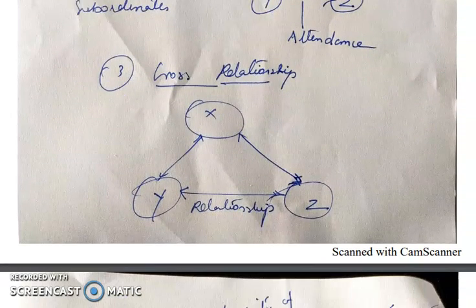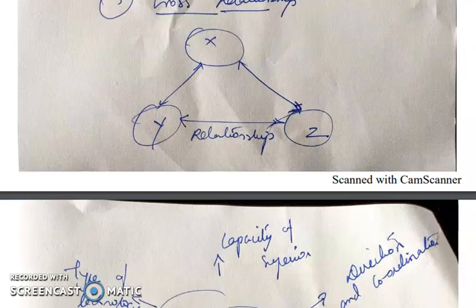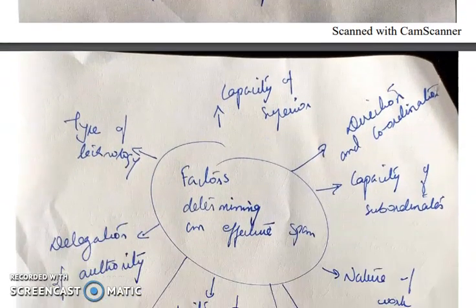So what is a cross relationship? In a cross relationship, a subordinate has a relationship with another subordinate mutually. If you could see here, there is a mutual relationship between Y and X. There is only one superior X, but it is a kind of relationship that exists mutually between all the three. Right? So these are all the different types of relationship that exist in span of control.